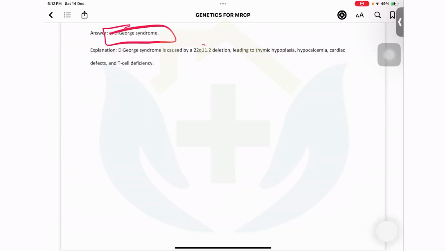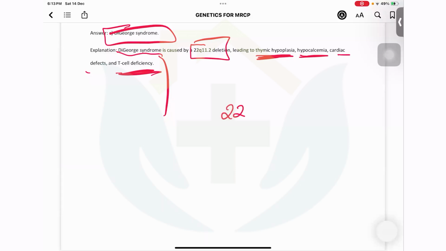In DiGeorge syndrome, there is thymic hypoplasia, hypocalcemia, cardiac defects, and T cell deficiency. This is total cramming. I know it is rote learning. But you need to remember that DiGeorge syndrome is not a mitochondrial inheritance, not a multifactorial inheritance, and not an autosomal recessive, autosomal dominant, or X-linked disorder. DiGeorge syndrome is basically a problem with the long arm of chromosome number 22.